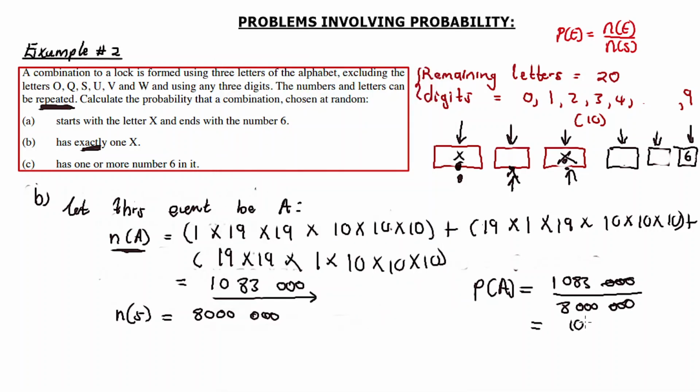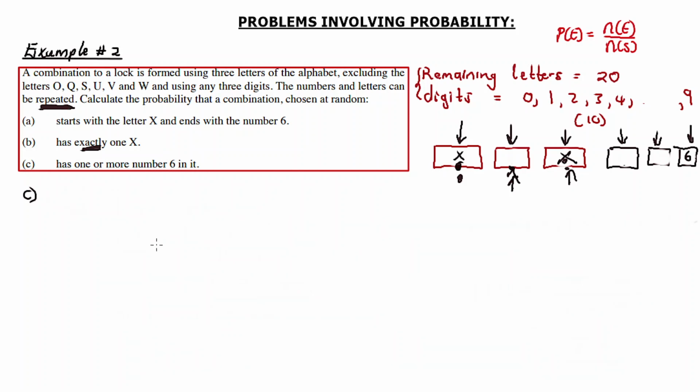Cancel. It's 1,083 divided by 8,000. And I answer it again. Yes, so far, so good, I hope. C has only one or more number 6 in it. I think I'll erase this so that we can do C.